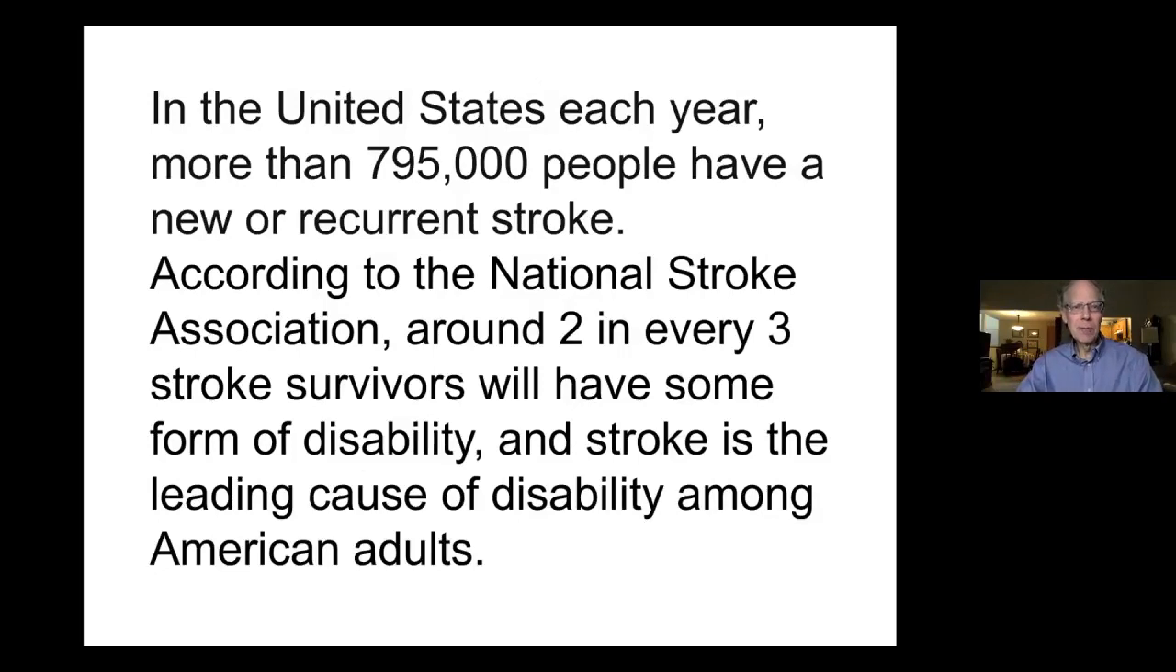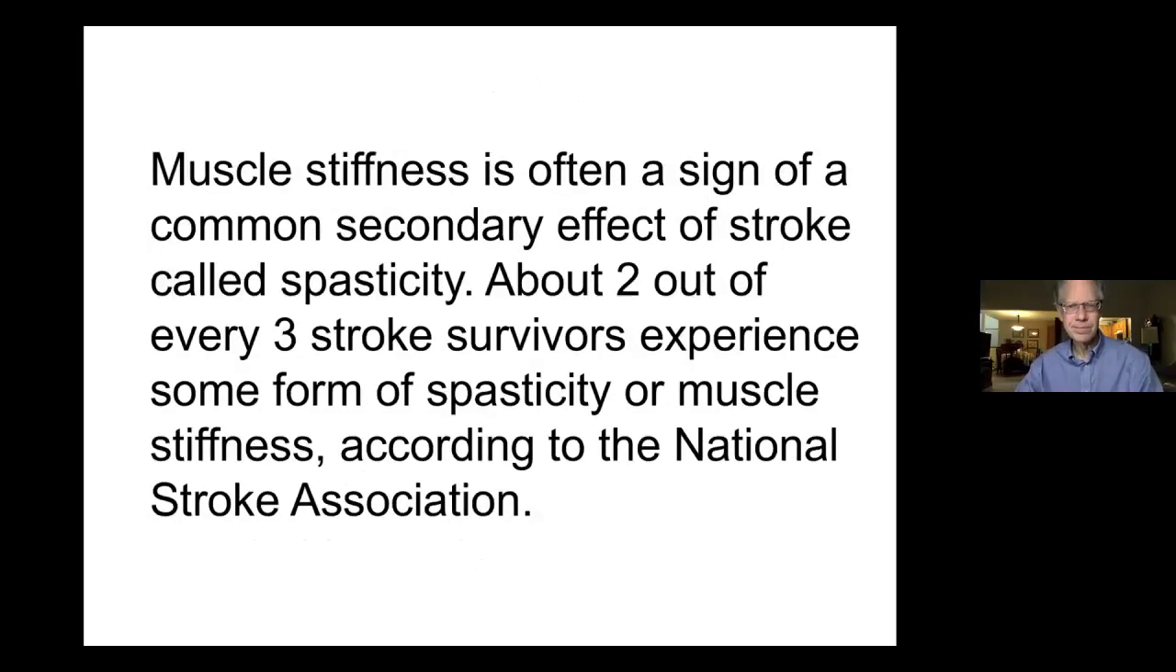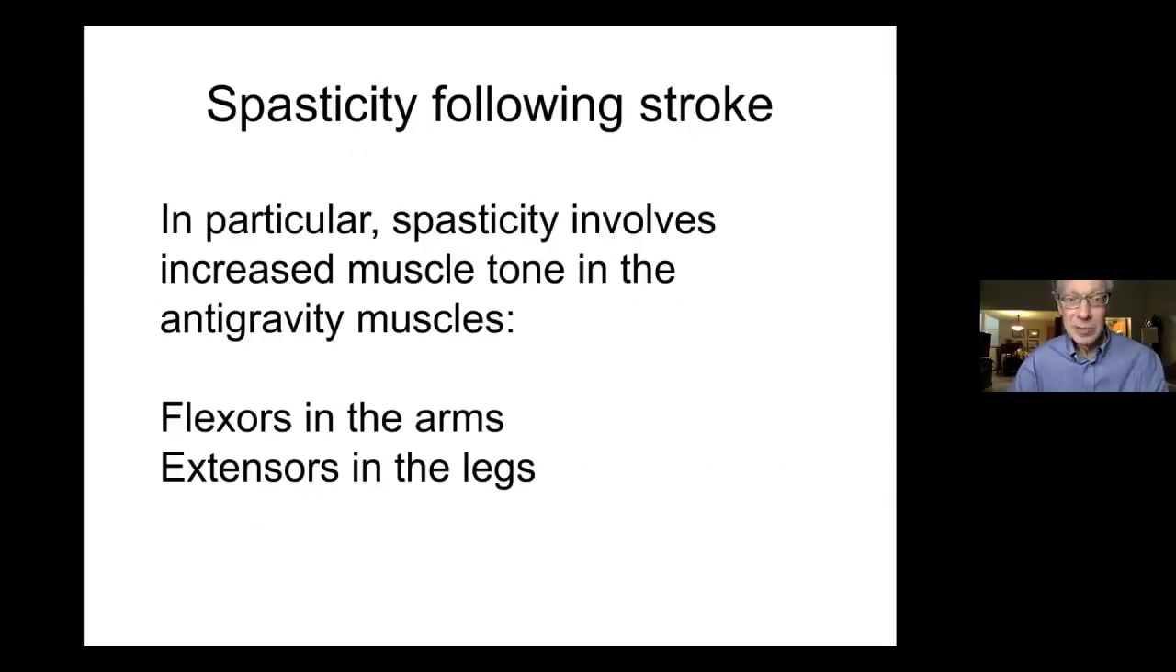In the United States each year, more than 795,000 people have a new or recurrent stroke. According to the National Stroke Association, around 2 in every 3 stroke survivors will have some form of disability. And stroke is the leading cause of disability among American adults. Muscle stiffness is often a common secondary effect of stroke. And this muscle stiffness, of course, is called spasticity. Spasticity mainly involves increased muscle tone in the anti-gravity muscles. These are the flexors in the arms and extensors in the legs.